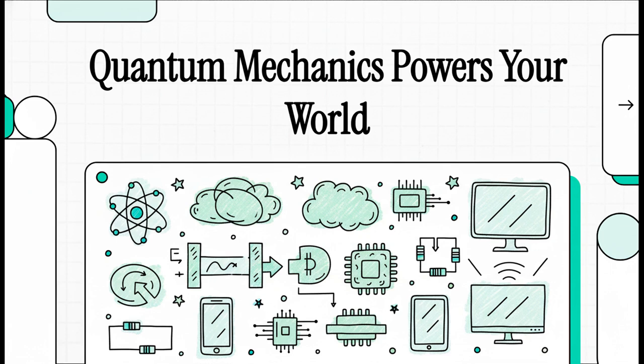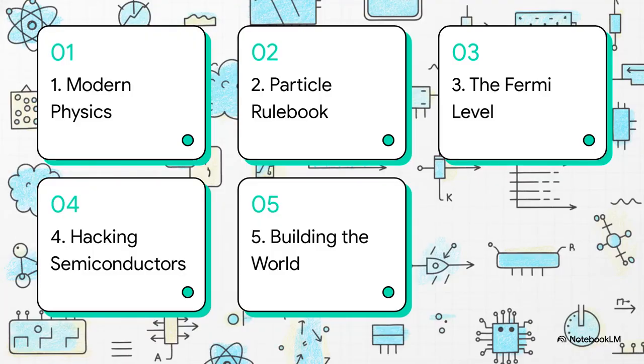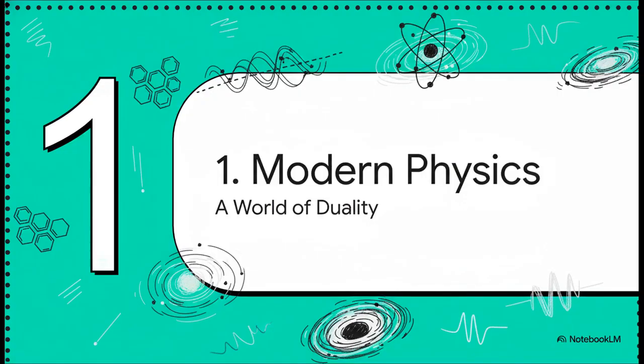So, let's dive in. So here's the game plan for today. First, we'll get our feet wet with the basics of modern physics. Then, we'll look at the specific rulebook that particles, especially electrons, have to follow. We'll see how those strict rules naturally create something called the Fermi level. And then, this is the really fun part, we'll see how we can hack that concept to engineer materials and build our modern world.